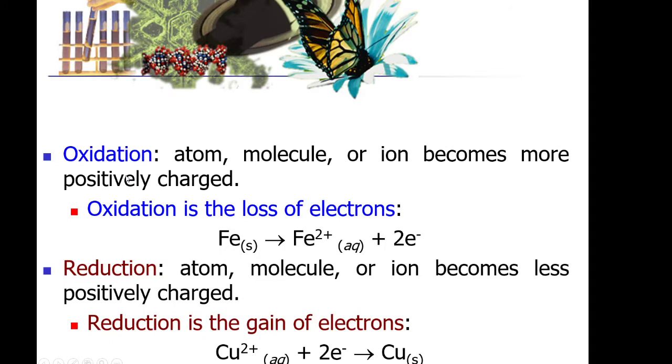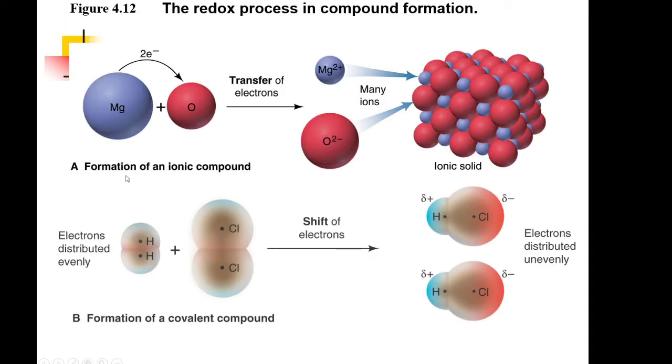So who cares what's going on? Why does this matter? Here's a redox reaction that you did in lab. This was your empirical formula. You took magnesium, you burned it, so you added oxygen, and you made magnesium oxide. Magnesium had no charge, oxygen had no charge, and then when they formed a compound, magnesium became 2+, oxygen became 2-. So oxygen gained electrons and was reduced. Magnesium lost its electrons and was oxidized.